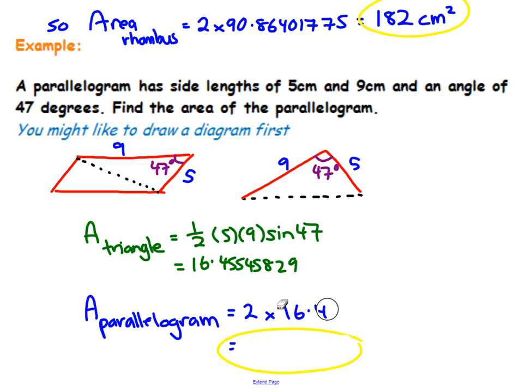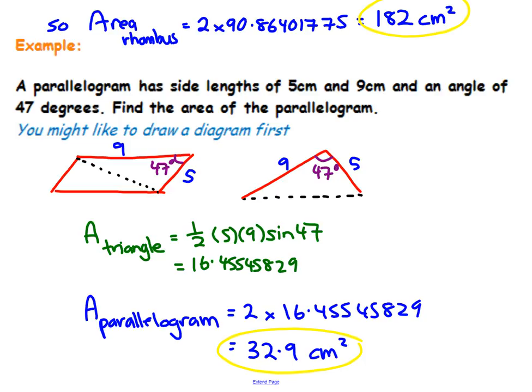In your calculator, if you round that to three sig figs, hopefully you get 32.9. What are the units? Initially there were lengths with centimeters, so our area unit should be centimeter squared. So be very strict with writing your units and your final answers being three sig figs. Now the next page is just a little summary page.